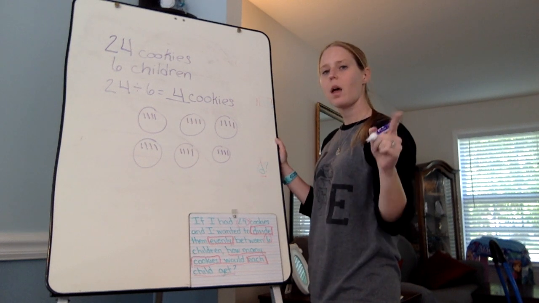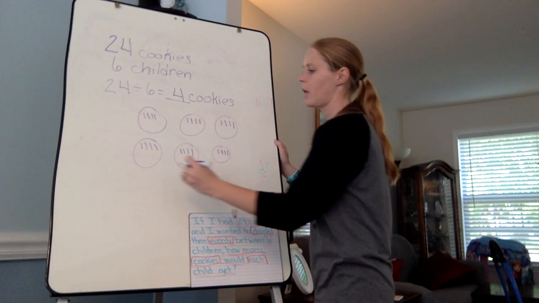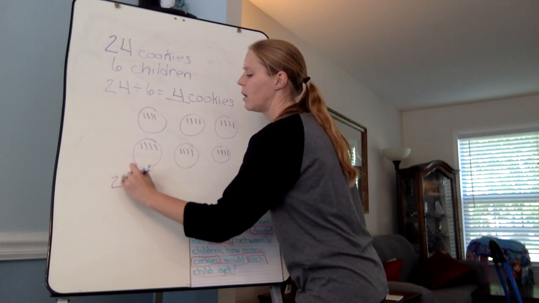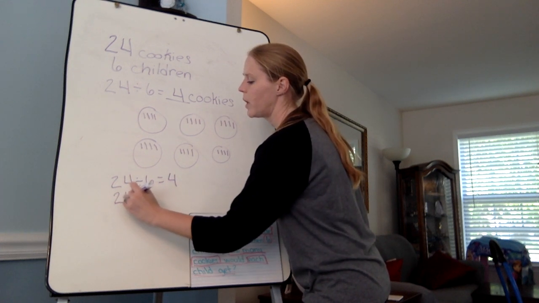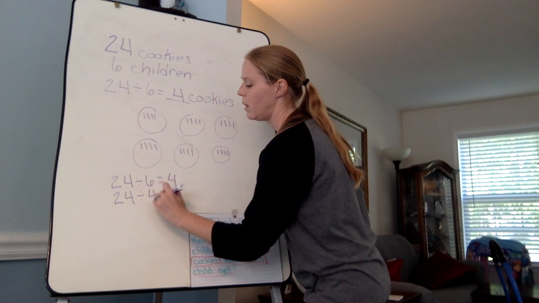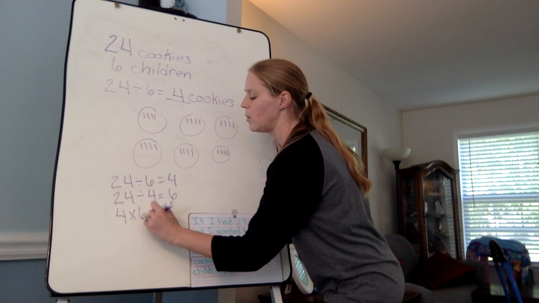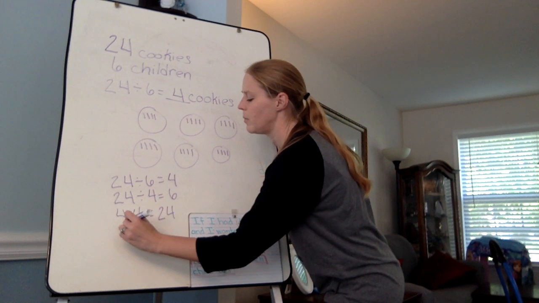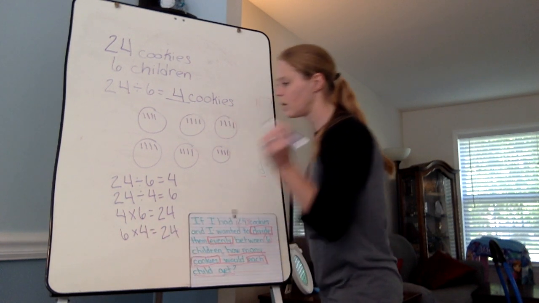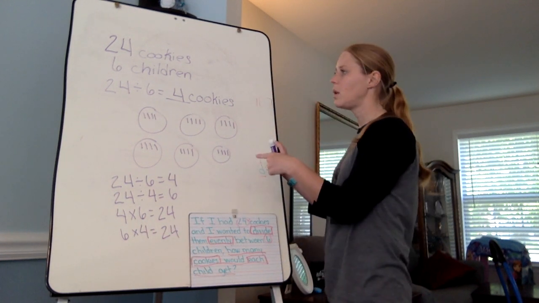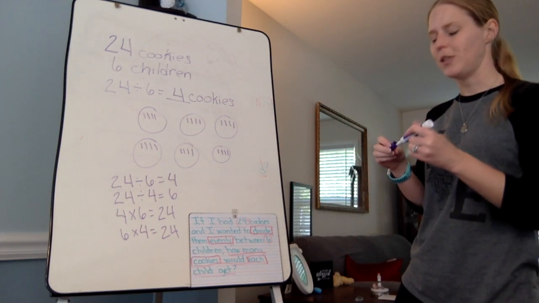Okay? I want to write the fact family to this fact. So we already know one member of the fact family. 24 divided by 6 equals 4. 24 divided by 4 equals 6. 4 times 6 equals 24. Using those same 3 numbers, 6 times 4 equals 24. So this is a good example of a sharing because you don't know how many each group gets.